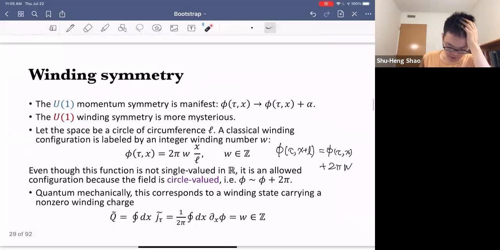And then yesterday we discussed a little bit more about the winding symmetry. The momentum symmetry acts in a very easy way: it shifts phi. But the winding symmetry, what does it act on? We did identify a winding configuration. It's a classical field configuration which gives rise to a quantum mechanical state carrying non-trivial winding charge. But it's still mysterious what the winding symmetry acts on.